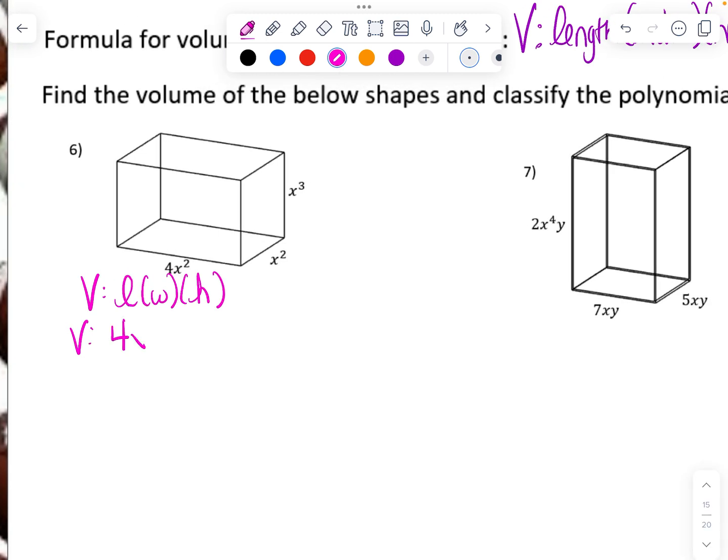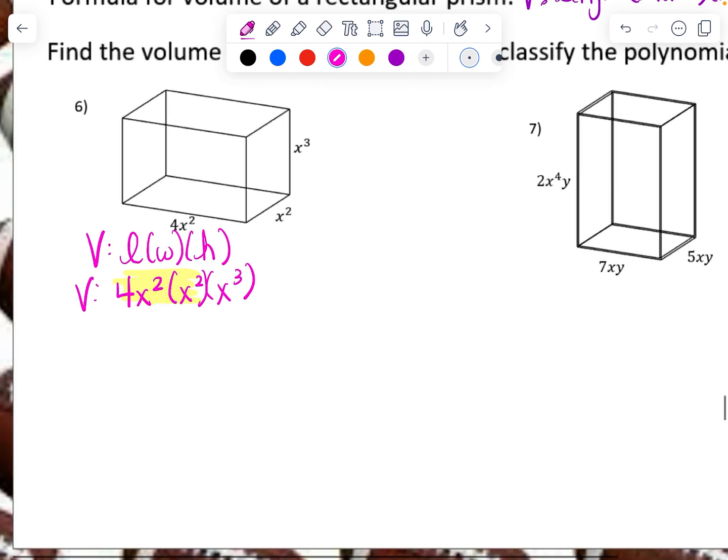I've got 4x squared times x squared times x cubed. The best way to deal with this is just take a pair and multiply. Take that answer and multiply it by the next one. So volume is 4x squared times x squared is 4x to the 4th. I still need to multiply that times x to the third. So the volume is 4x to the seventh. And again, you do have to be solid on your exponent rules. That's the volume of that shape.